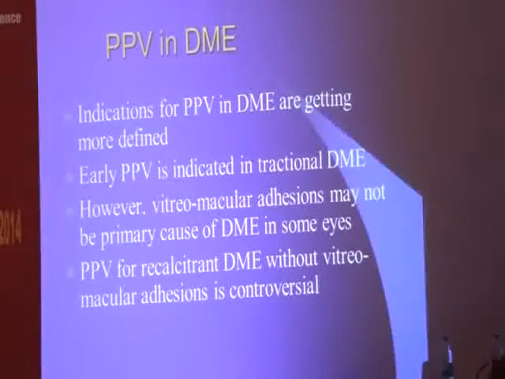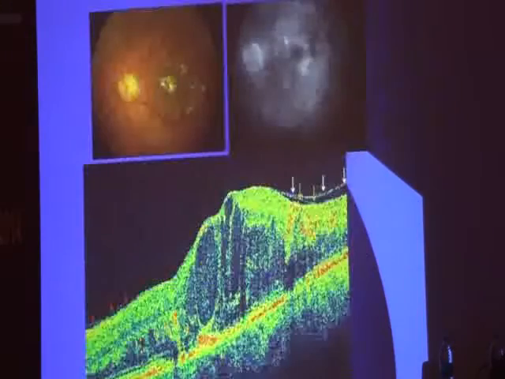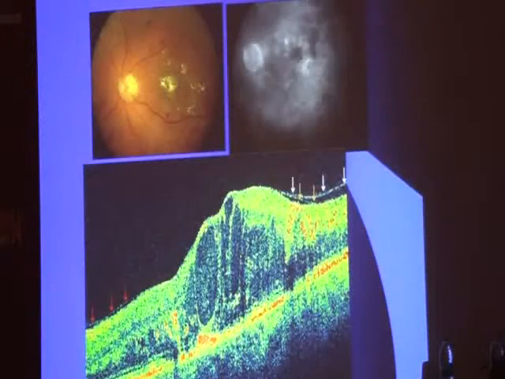There are other factors which are responsible. So sometimes we just think, no, I'll just remove it and everything will be all right, which is not the case probably in many of these cases. And of course, pars plana vitrectomy in case of recalcitrant DME without vitreomacular adhesion is still a controversial subject. I think we might have a case like this.